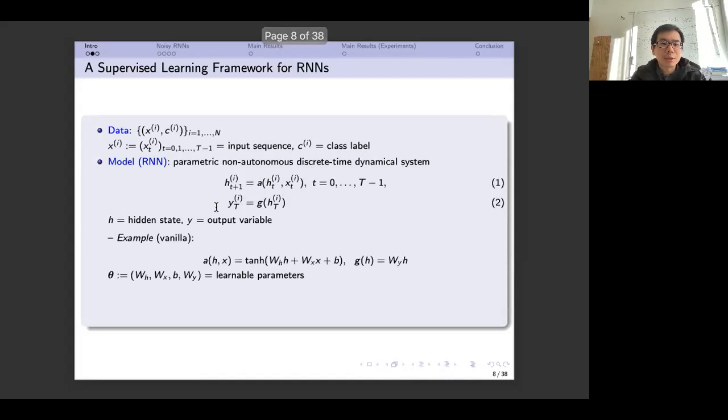To give you an idea of this model, the simplest example is a so-called vanilla model, where the activation function A is taken to be a hyperbolic tangent function, and G is a linear function in the hidden state. Theta here collects all the learnable parameters. To do learning, we need to specify a loss function, and we are going to minimize this loss function using empirical risk minimization.